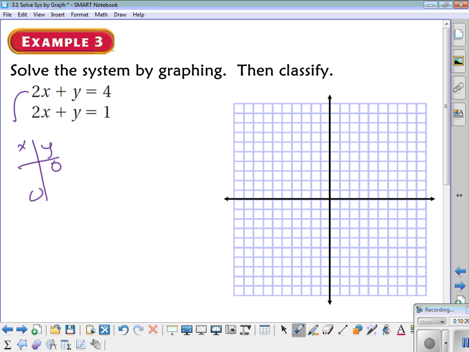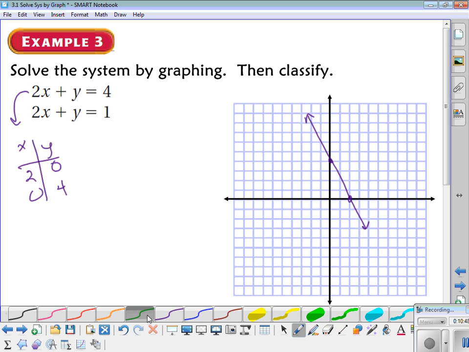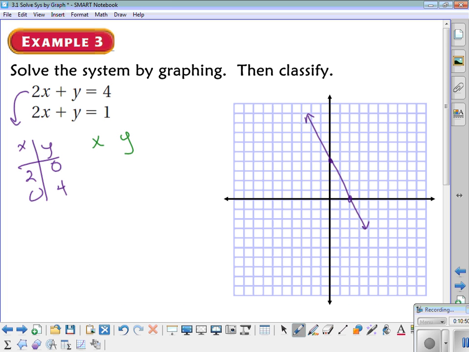Alright, so for the 2x plus y equals 4, I get that if y is 0, x is 2, and if x is 0, y is 4. And for the other one, if y is 0, x is 1/2. And if x is 0, y is 1.